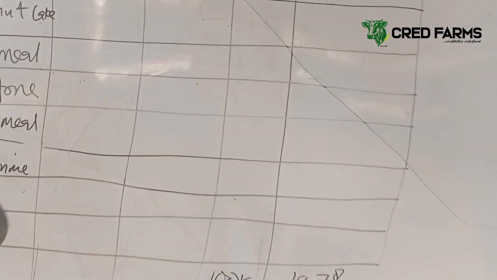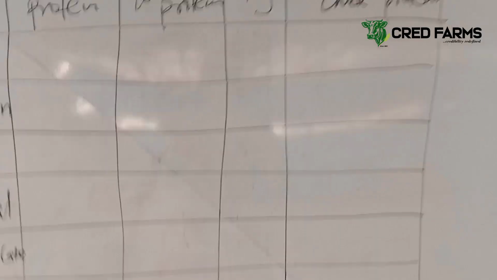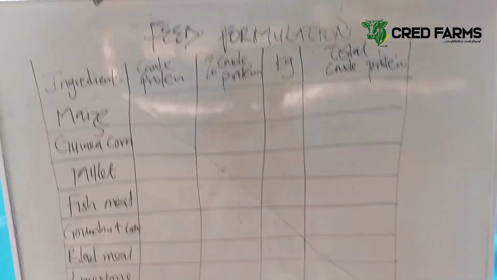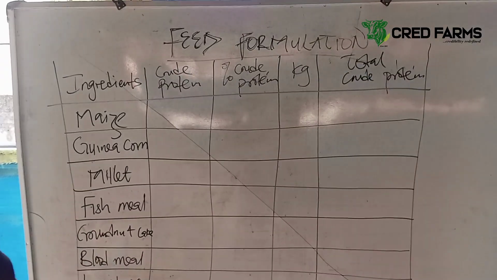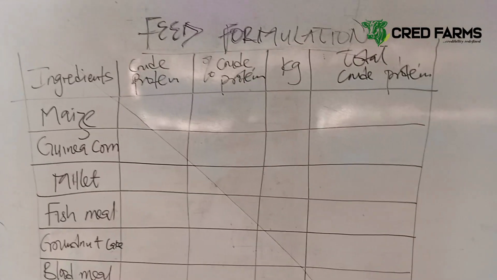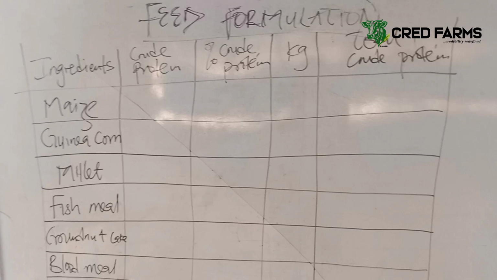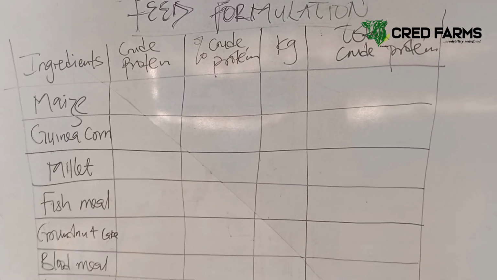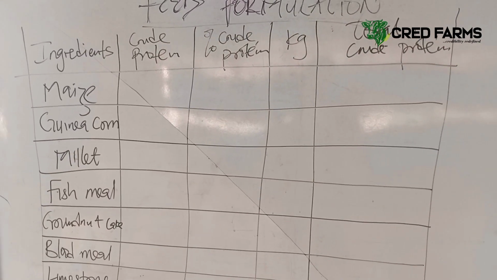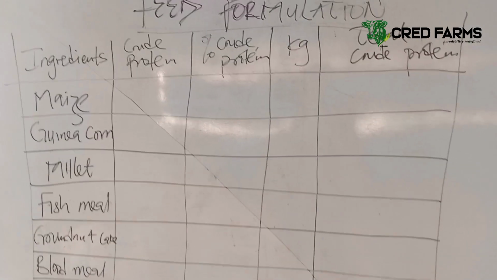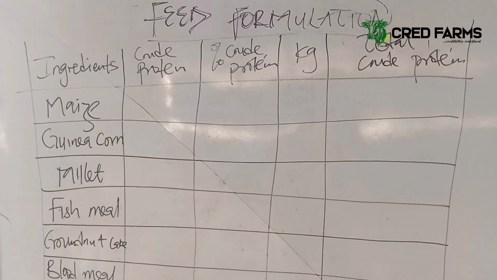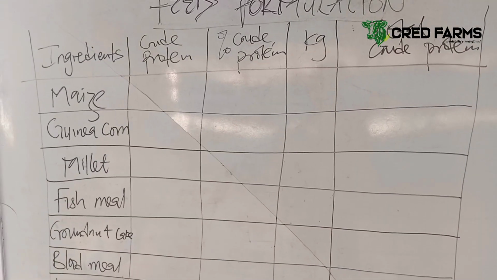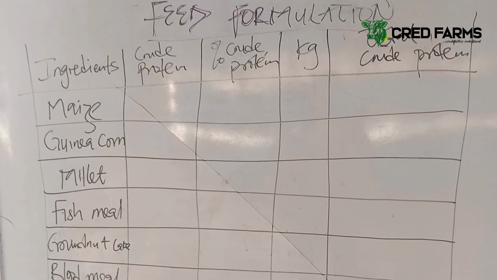This is your layer starter, so it's within the range of 19 to 20%. That's the crude protein for layer starter. So we are going to use 19.7, and then we are going to produce 100 kg of this feed.